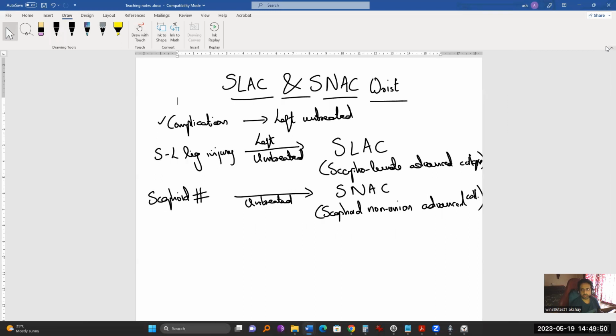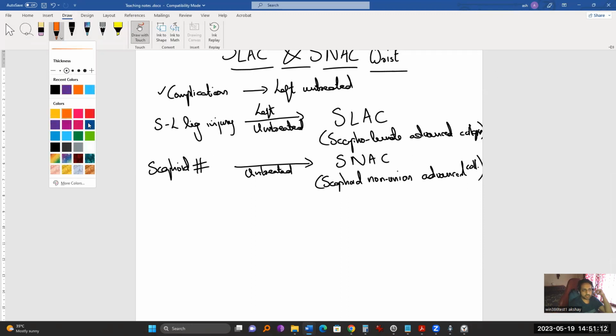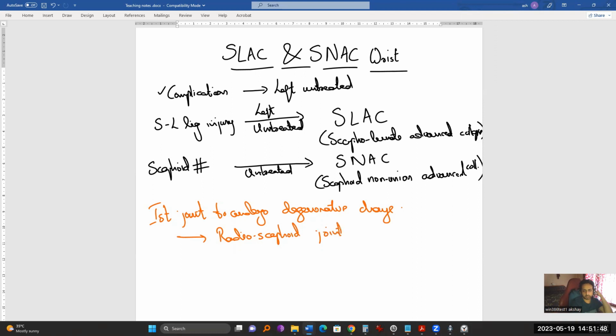Okay, so now let's see. Another two important things that you need to remember: the first joint in the hand to undergo degenerative change is the radioscaphoid joint. Okay, this is very important to remember.